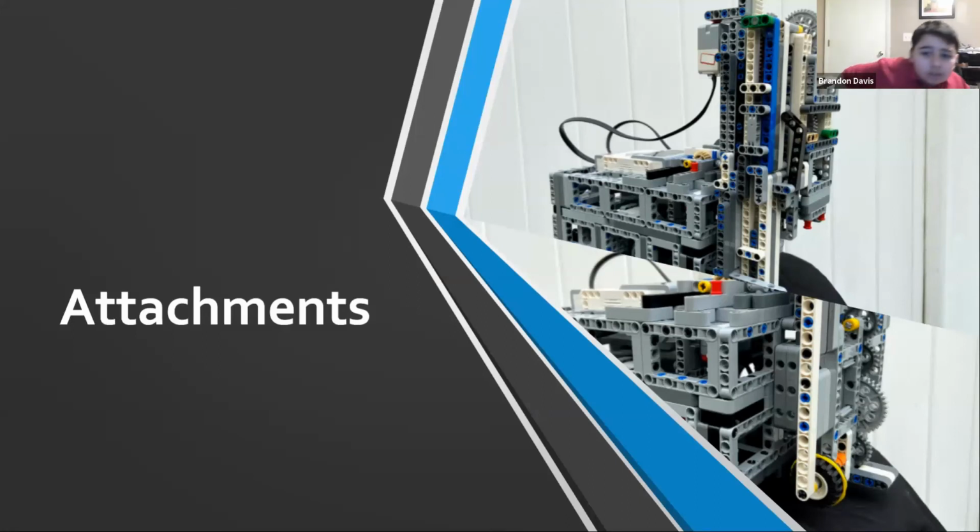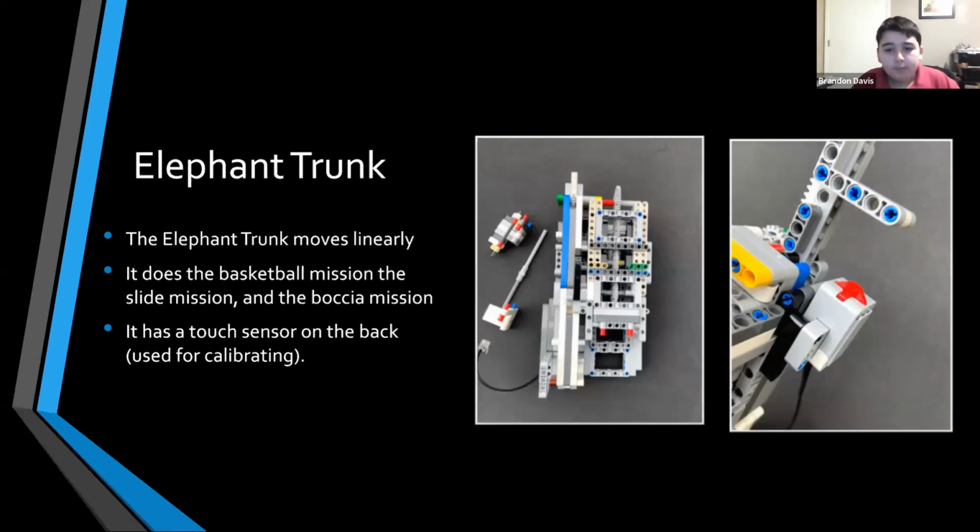These are our attachments. The first attachment is the elephant trunk. The elephant trunk moves linearly. It does the basketball mission, the slide mission, and the Boccia mission. It has a touch sensor on the back used for calibrating.